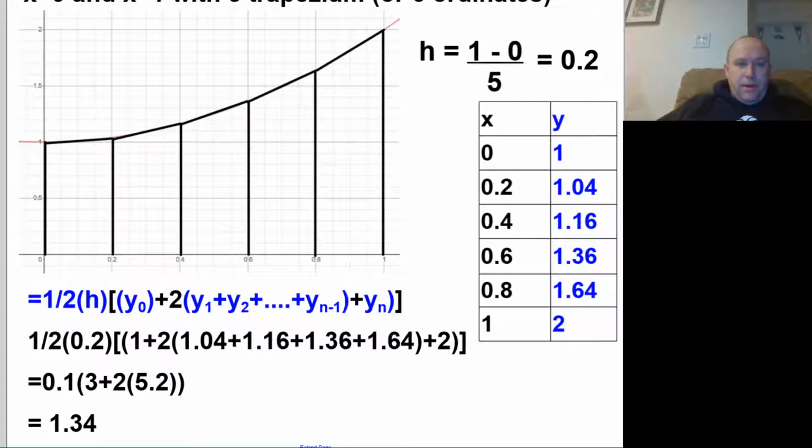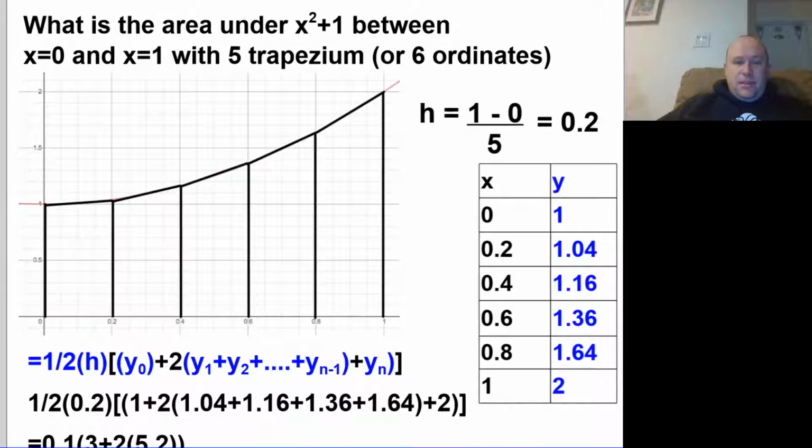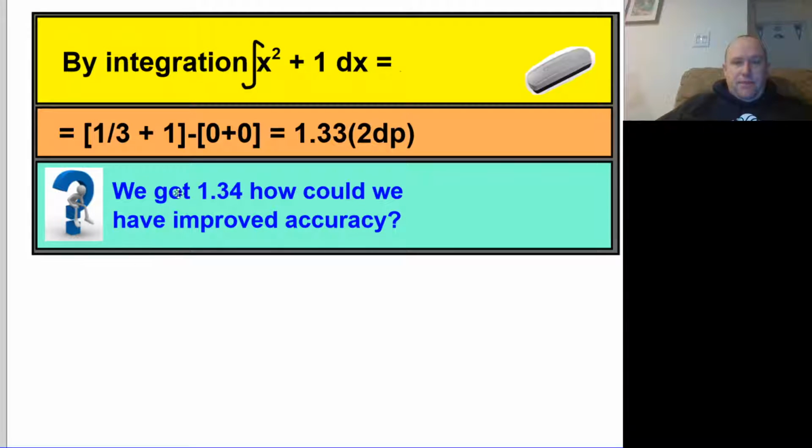Now, probably what's important for this, though, is right now, how good is this? Is this an accurate method? Well, let's try actually working it out properly, and this time I did actually do this correctly.